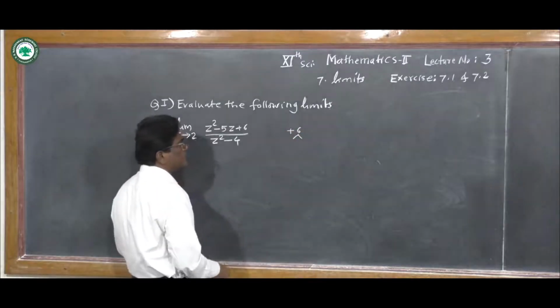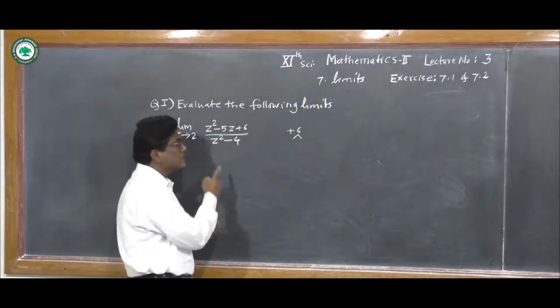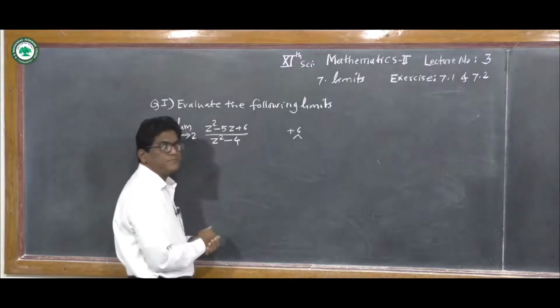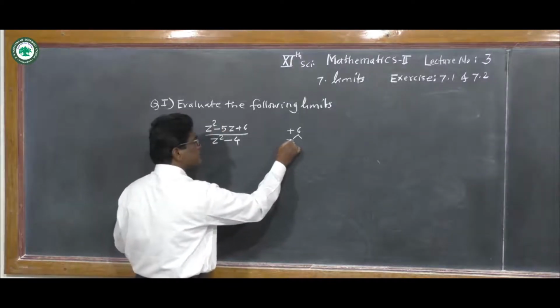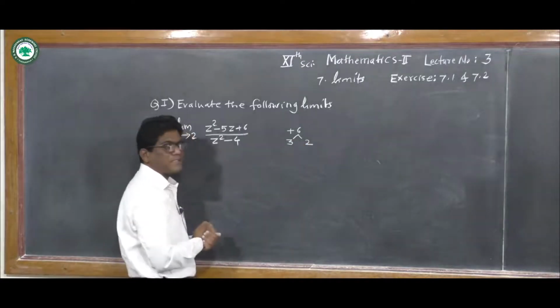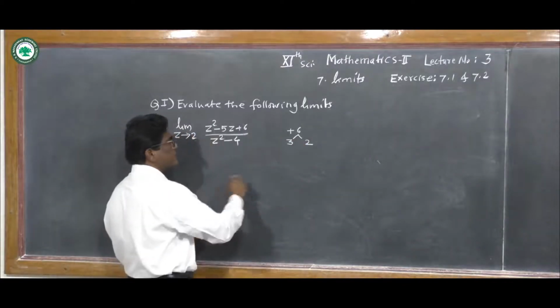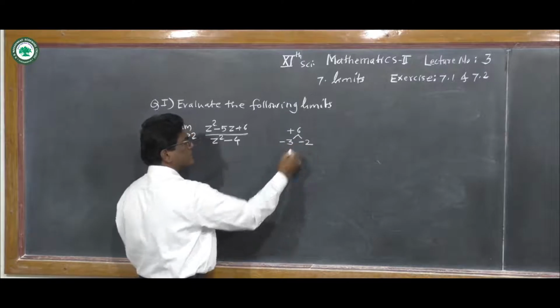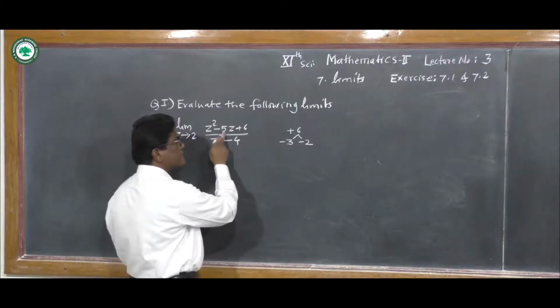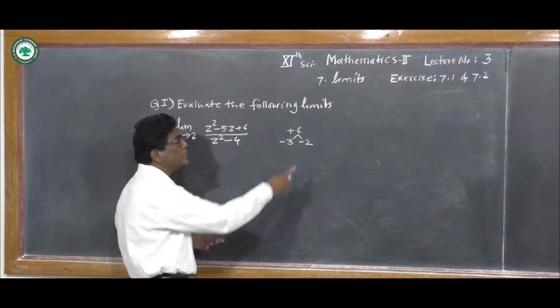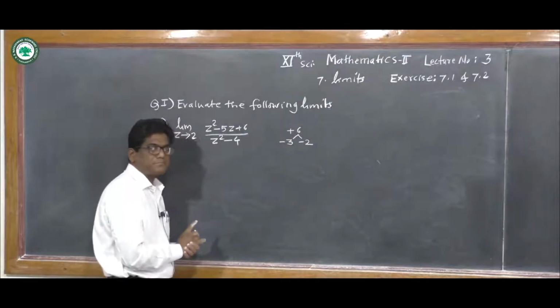Take here 2 numbers so that their product is plus 6 and addition is the middle term, that is minus 5. So 3 2s are 6. Here the middle term is minus 5, so take both minus. So minus 3 minus 2, that is minus 5, and minus 3 into minus 2, that is plus 6.